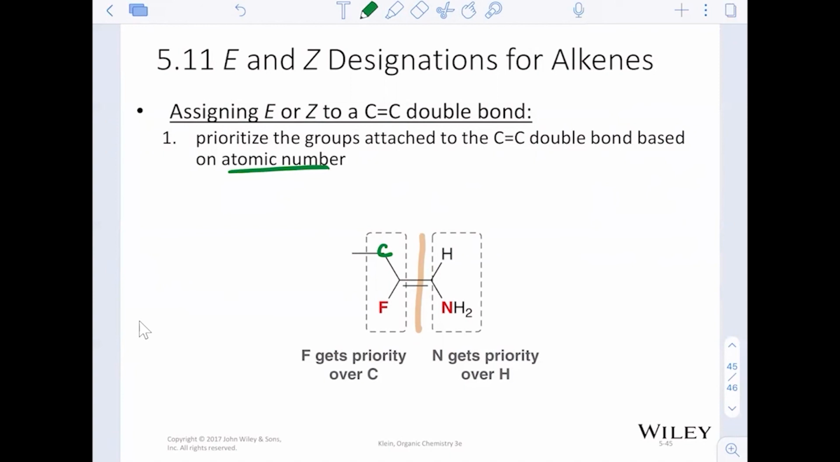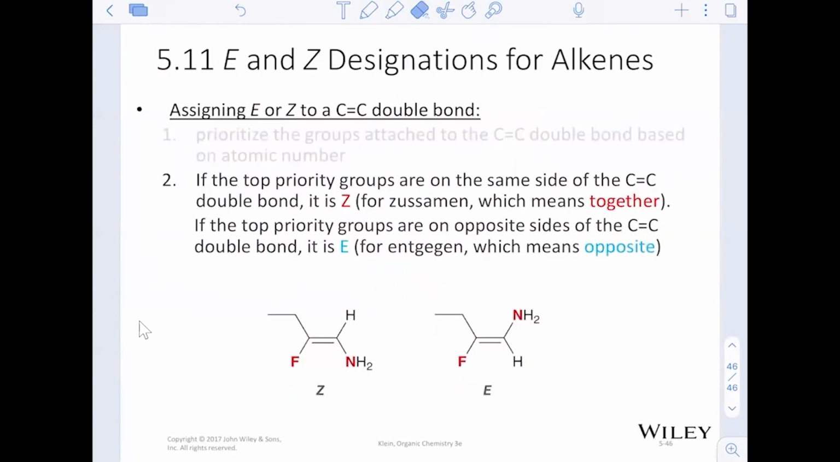Atomic number. Now, when we look on the opposite side, we have hydrogen versus nitrogen. Nitrogen is higher atomic number, so it gets priority. I usually put a little star next to these guys. And then I erase my dividing line and I say, awesome. I have my highest priorities on either side of the double bond. Now, once you have your highest priorities, draw the line the other way, just like we did for cis and trans. And say, are the groups on the same side or are they on opposite sides?